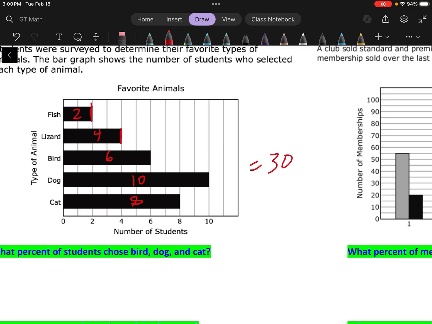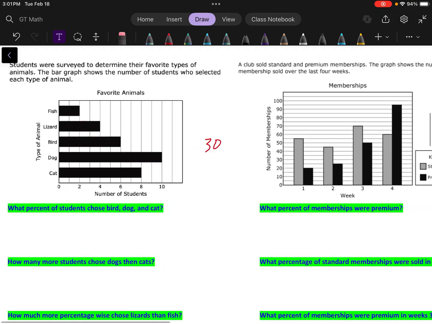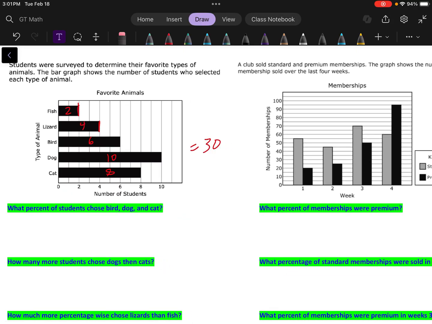So sometimes they are not going to give you the total. You've got to figure it out on your own. Now, obviously setting up a proportion is the same type of stuff as we just did. It says what percent chose bird, dog, cat. Well, bird was 6, dog was 10, cat was 8. So we got 24, right? So 24 votes out of, we said, 30. So we just need to find out what percent that is.